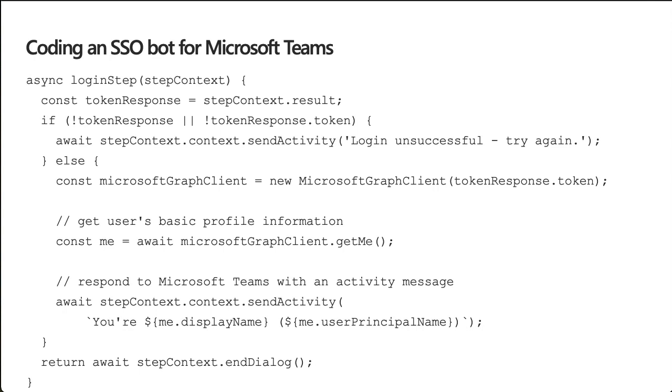Once I get that me object, I'm going to send an activity back to Microsoft Teams that's just a string. It says you're this person, and there's your UPN name as well. And then I'm going to await the end dialogue for this process. That's what you saw on the slide just a minute ago, showing the entire process work. But the best way to understand how SSO and bots work is to run through a demo. So that's what we're going to do now.